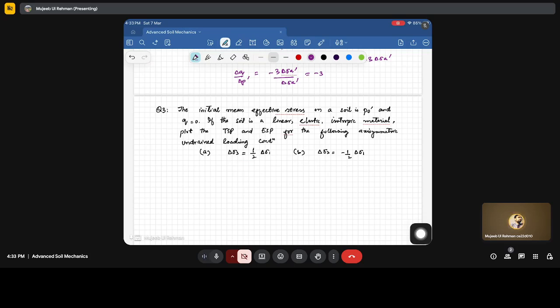The first thing that we want to do is write the delta P dash equations, which is delta sigma 1 dash plus 2 times delta sigma 3 dash divided by 3, and delta Q is equal to delta sigma 1 minus delta sigma 3. Fine. And delta P dash, if we write it in terms of effective stresses, is delta P minus delta U. Fine.